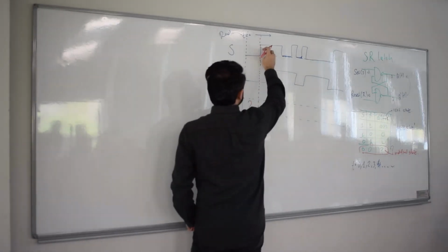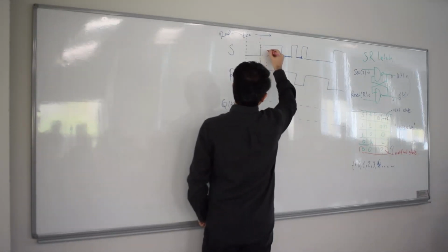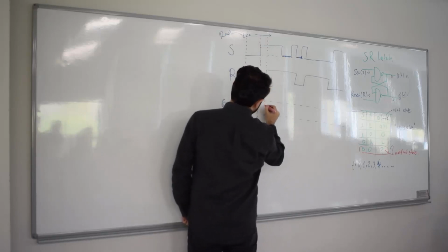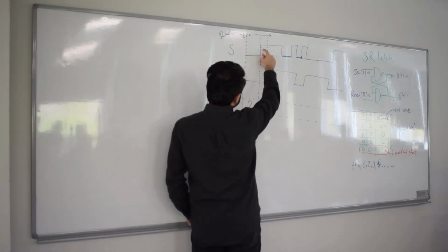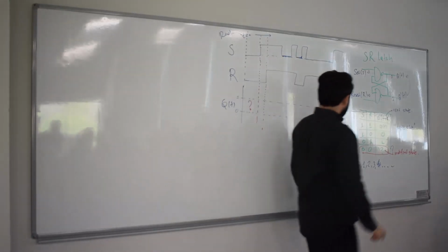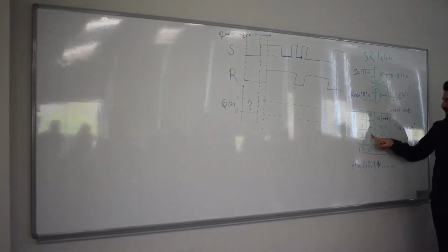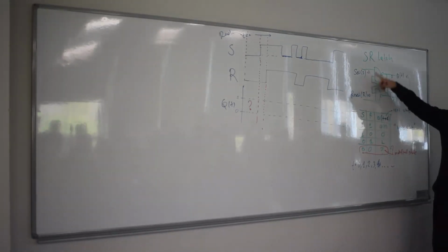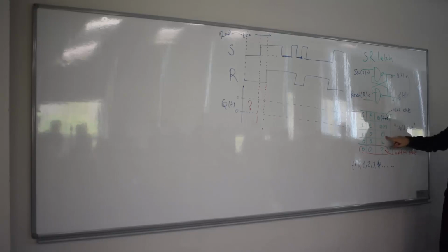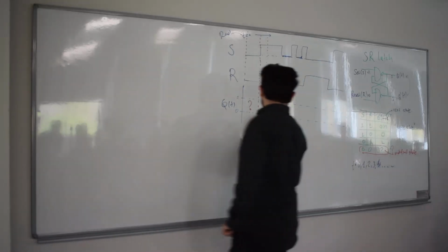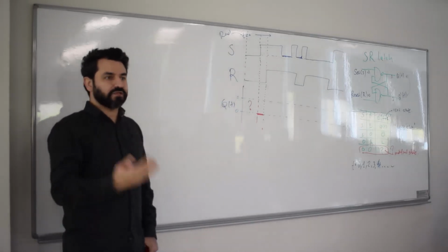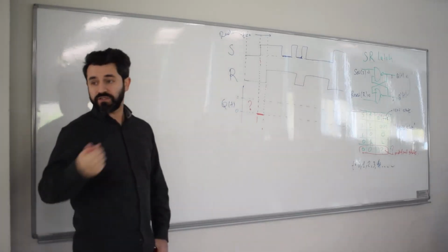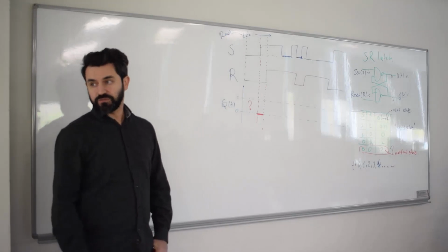How about this? S being 1, so we got this time interval. In this time interval, we got S 1 and R 0. If S is 1 and R is 0, you can see it's one of those states, and it's a kind of set state. You set the value Q to 0. So therefore, Q would be 0 now. It's a set, so you're basically setting it to 0 value. So you write 0 to that SR latch.